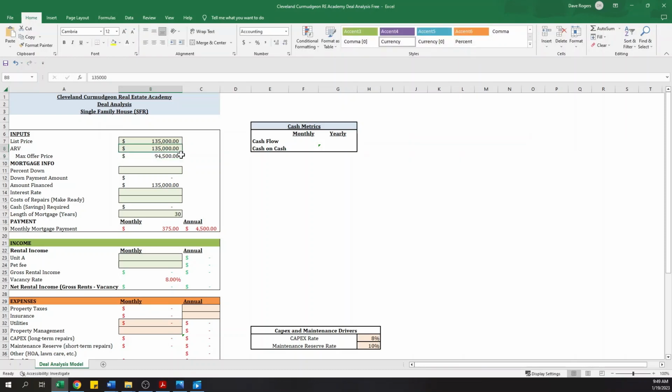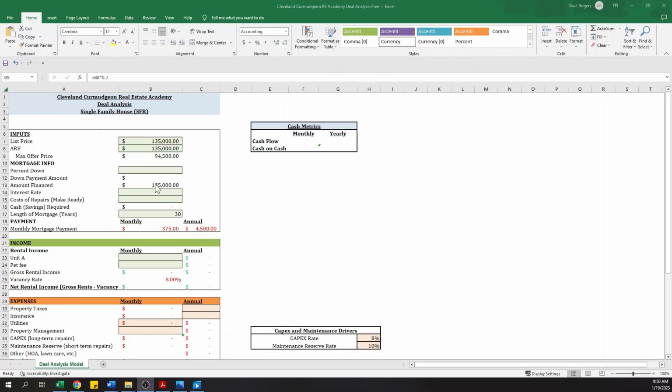There was no discount. And typing in the ARV is going to give us our max offer price, which is tied to a formula that is just the ARV times 0.7. So our max offer is anchored to 70% of the market value of the property. And that builds in a cushion for us when we're buying the house.